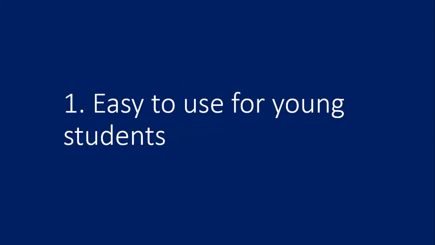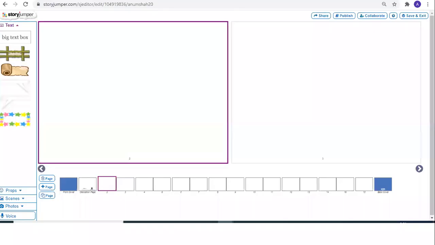Firstly, it is very easy to use and most kids would be conveniently able to navigate through the tool. If you click on create a book, you will see this screen. Using the icons on the left side of the screen, you can add props, scenes, and photos. You can also add audio if needed.